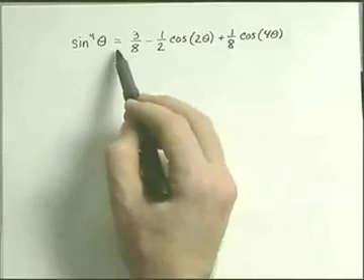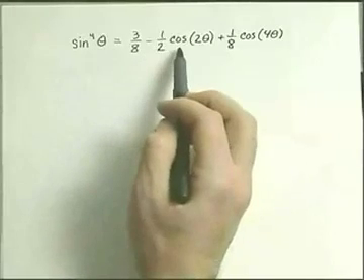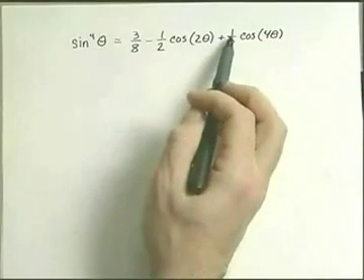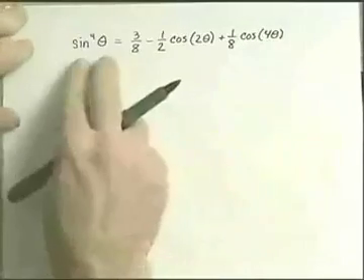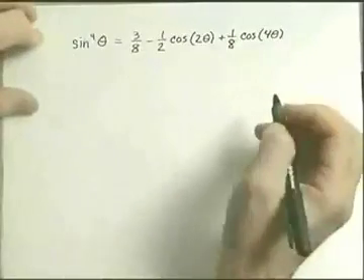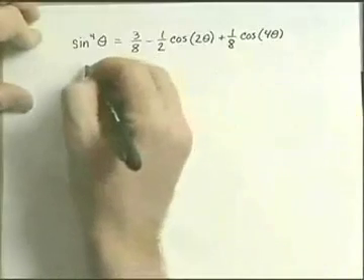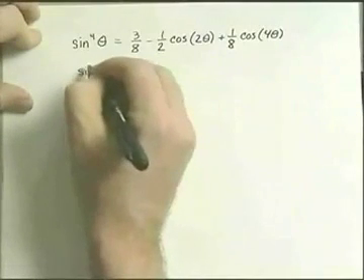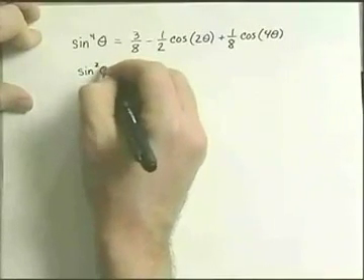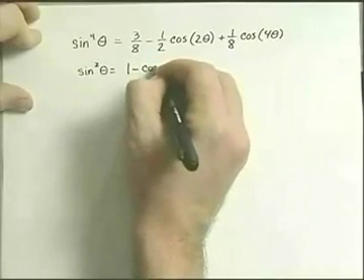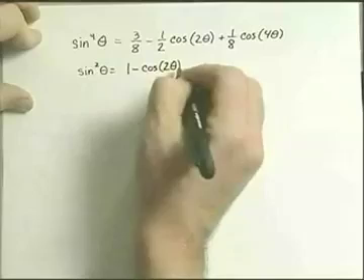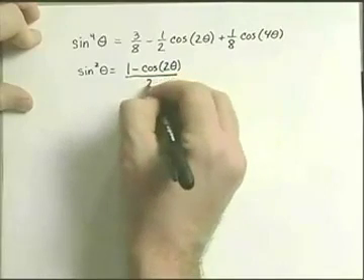In this next problem, we're going to establish the identity that sine fourth of theta equals 3/8 minus 1/2 cosine of 2 theta plus 1/8 cosine of 4 theta. The way we're going to tackle this problem is to recognize the following identity. We know that sine squared of theta is equal to 1 minus the cosine of 2 theta over 2.